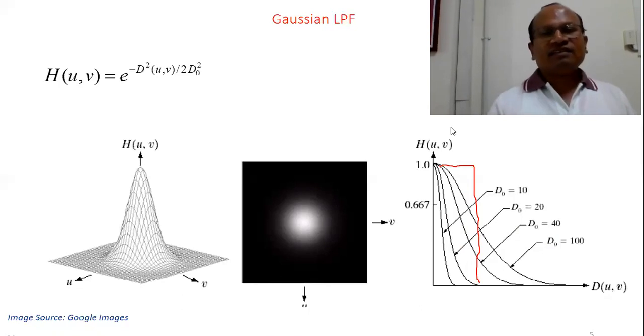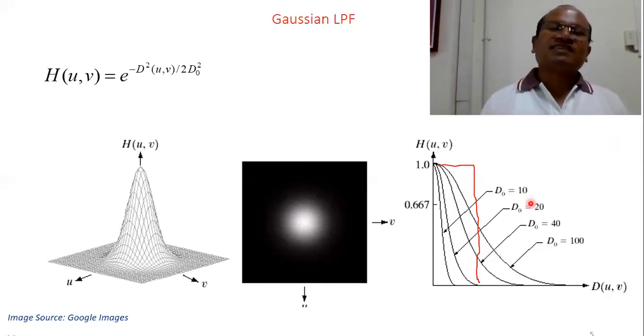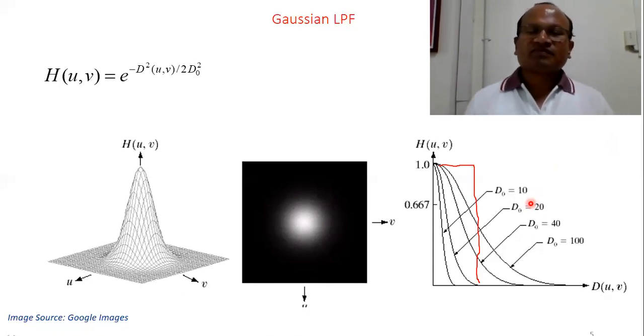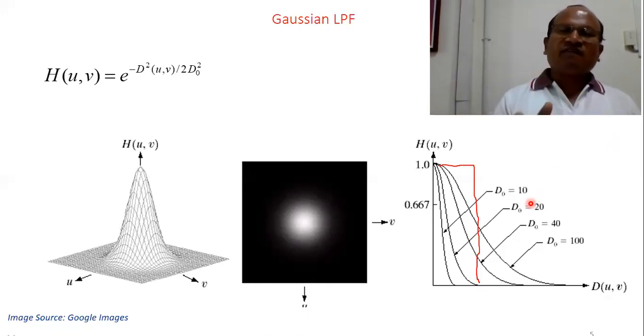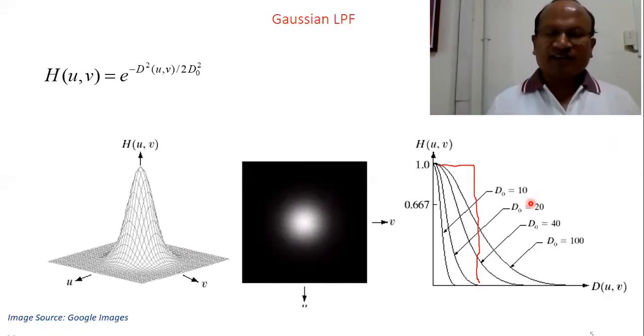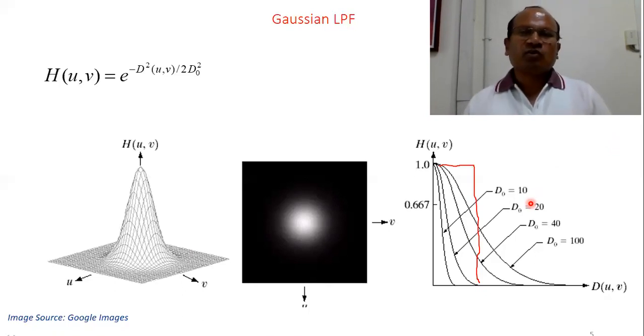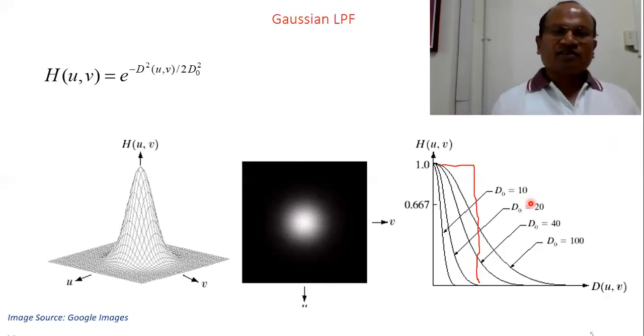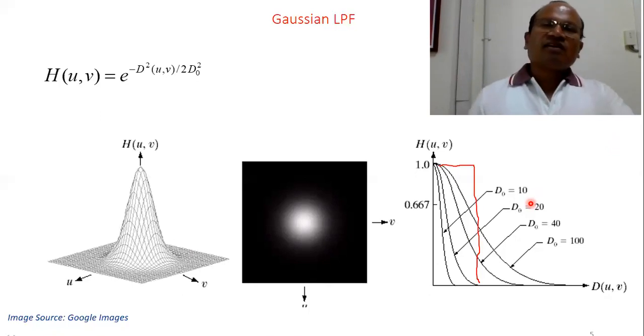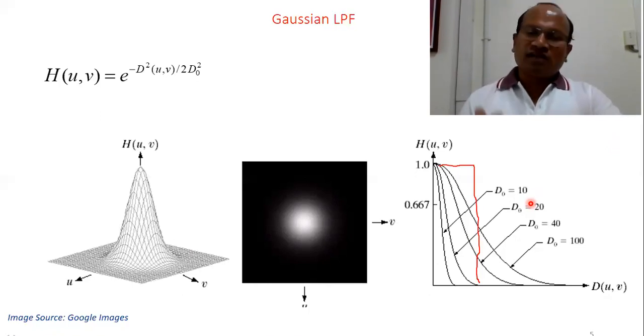Whereas in Gaussian, when we increase the cutoff distance, it tends to behave as an ideal low pass filter. Although there is no ringing effect in the output of the Gaussian filter. This is an interesting observation in Gaussian low pass filter. We do not have any ringing effect in Gaussian. So wherever the application requires a smooth image without any ringing effect, Gaussian is recommended.